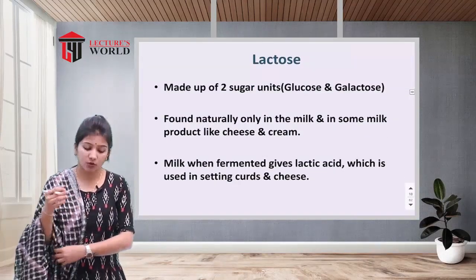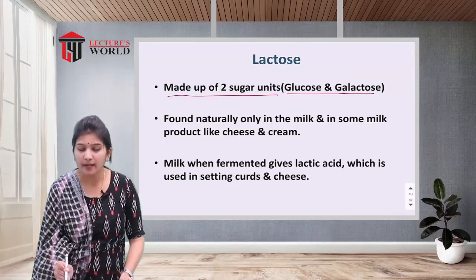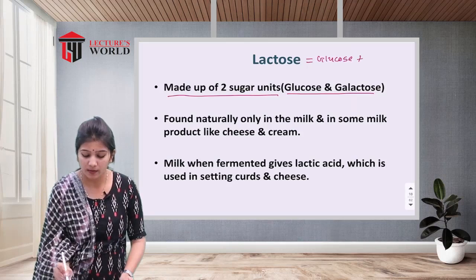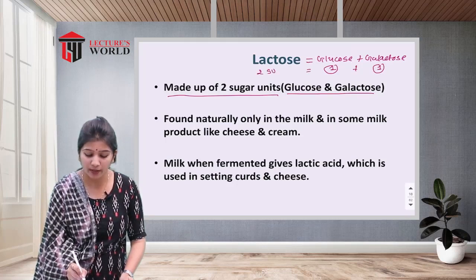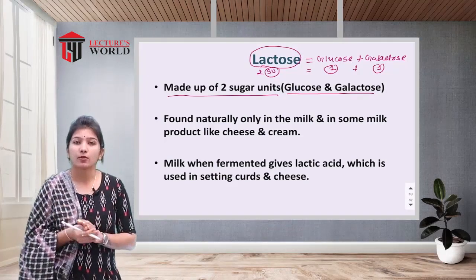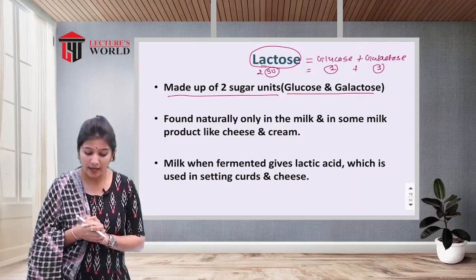Next is the lactose. So what is the lactose? It is made up of two sugar units, that is glucose and galactose. So lactose is equal to glucose plus galactose. Glucose is made up of one sugar unit, galactose is also made up of one sugar unit, and that is making two sugar units, and that is known as lactose. Glucose and galactose are combined, they are making two sugar units, and that is known as lactose.